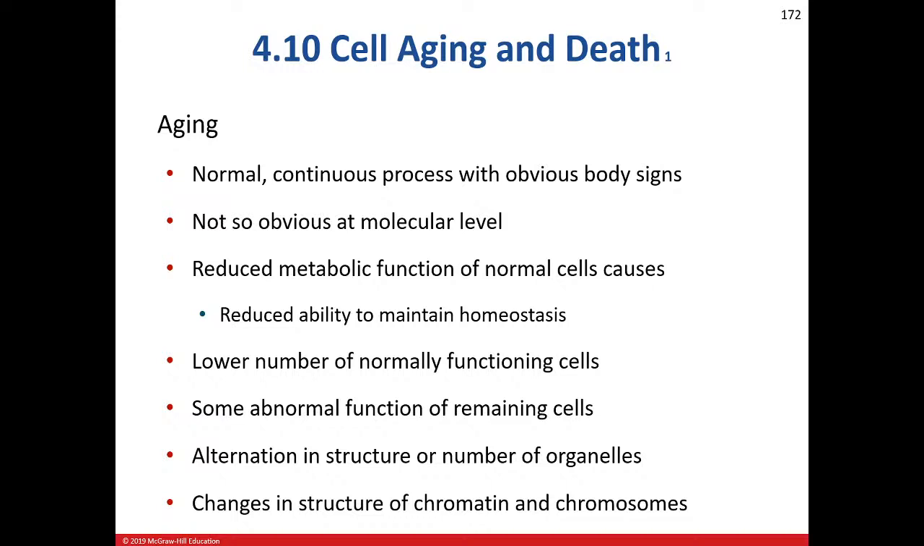All right, so aging is a normal, continuous process that has obvious body signs. We can tell that you are aging. It's not always obvious at the molecular level. We see reduced metabolic function in normal cells. This causes a reduced ability to maintain homeostasis. We also see a lower number of normally functioning cells, some abnormal function of the remaining cells. We may see an alteration in the structure or number of organelles. We can also see changes in the structure of chromatin and the chromosomes.